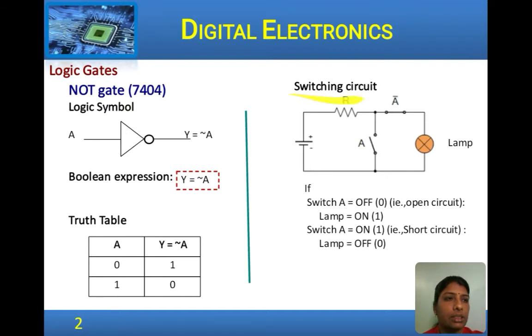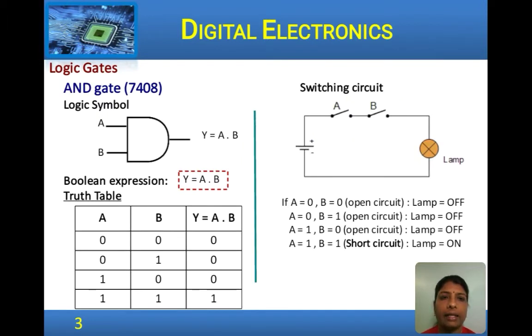Looking into the switching circuit, when the switch A is open, that is input is 0, there is supply to the lamp and the lamp glows, output is 1. When the switch is closed, the lamp does not glow, so it is a complement.